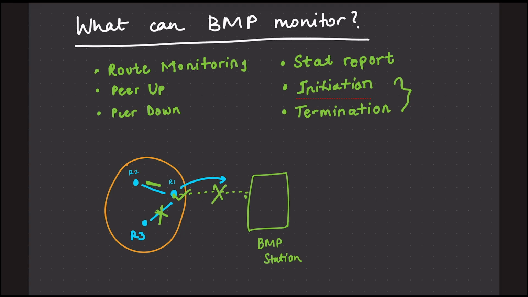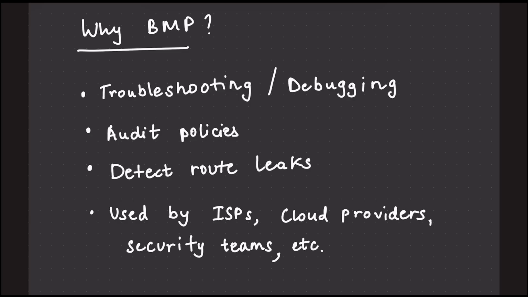So why BMP? BMP is widely used for troubleshooting and debugging to understand why routes changed or if any issues happened in the network. It is also used to audit routing policies, for example, verifying that routing rules behave correctly. It is used for detecting route leaks or hijacks. And it is generally used by all ISPs, cloud providers, security teams, or anywhere really where deep routing visibility is needed.